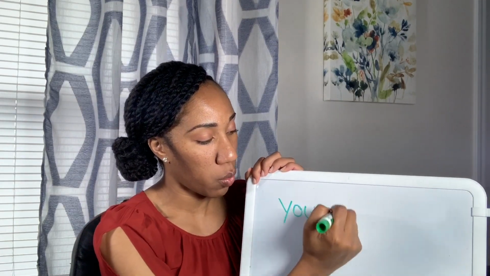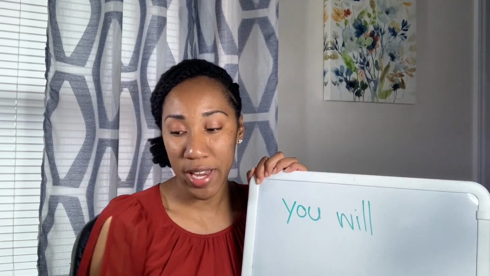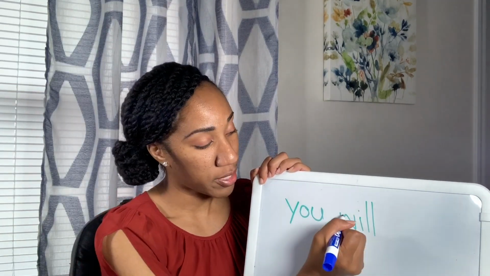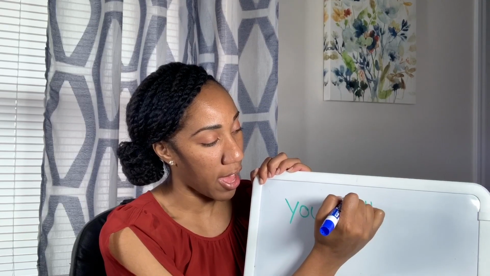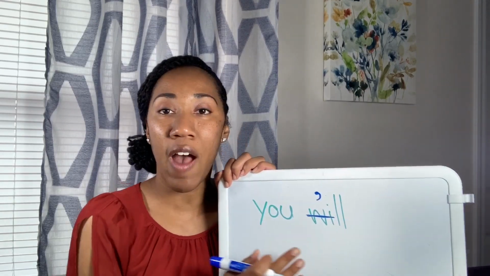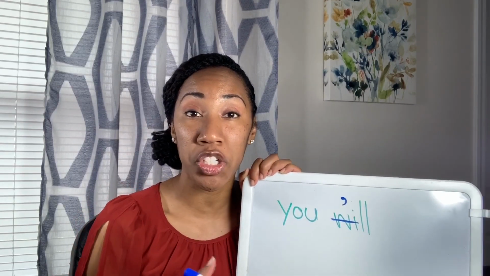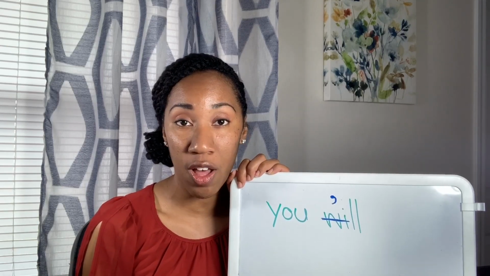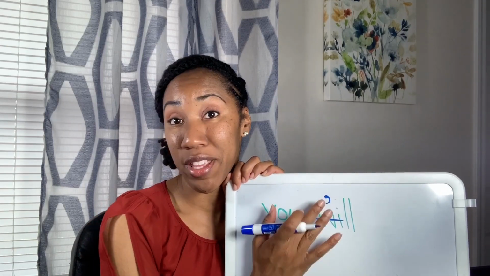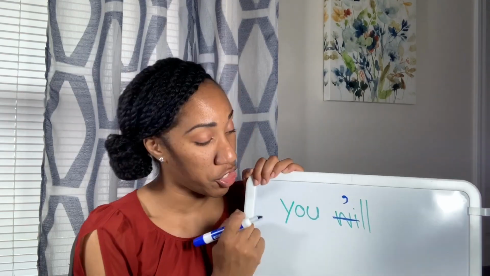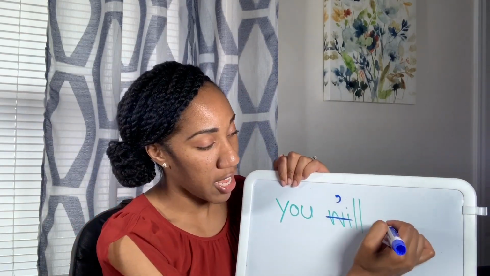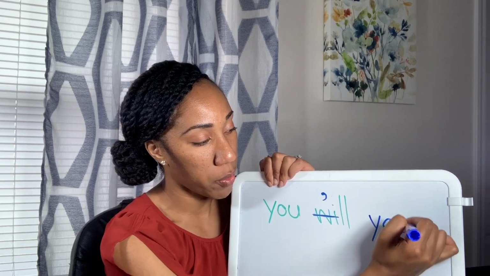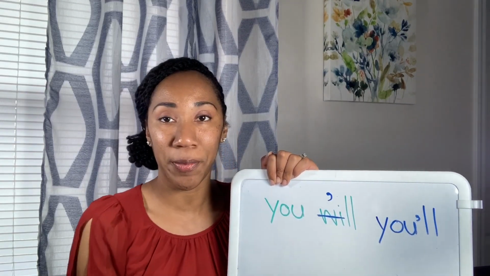So if I wanna make a contraction of you will, which letters do I need to get rid of? I hope you said W-I. I'll get rid of W-I and put an apostrophe there instead. Now, I crossed it out just so you can see exactly which letters we're getting rid of. You don't have to do that on your paper. All you have to do is write the contraction on the line. If you want to get rid of the letters and put the apostrophe in like I'm doing, you can though. You just don't have to. So the contraction is you'll, Y-O-U, apostrophe L-L, okay?